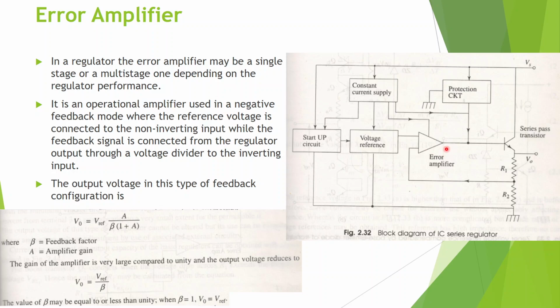The output voltage of this error amplifier, Vout, is given by this formula. Vout is equal to Vref, that is the voltage supplied by the voltage reference, times A, the amplifier gain, divided by beta, the feedback factor, times (1 plus A). Now usually the value of A is very large, so A plus 1 can be approximated to A. In this way A and A plus 1 cancel out, and the equation reduces to Vout equal to Vref by beta. Now the feedback factor can be 1 or less than 1. When it is 1, the output of this error amplifier is equal to the reference voltage.